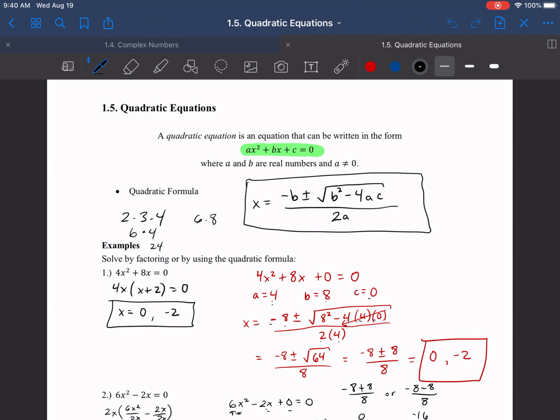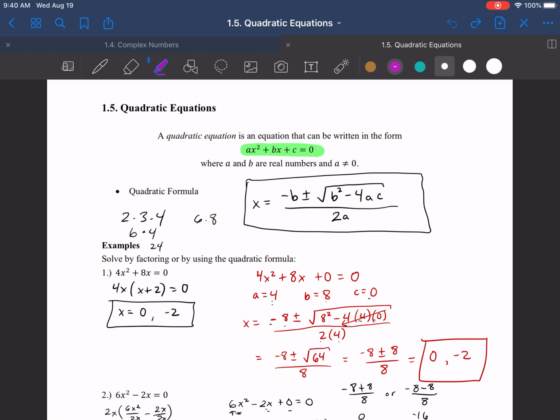A quadratic equation is an equation that can be written in this form right here that I already had highlighted in green: ax squared plus bx plus c, where a and b are real numbers and a does not equal 0. So in other words, you can't have a equal to 0 such that there's no x squared term. And b can be 0, but it has to be real numbers. So a cannot be 0, because then it just becomes a linear equation and it's not quadratic. And you also can't have any x cubes or anything like that in there.